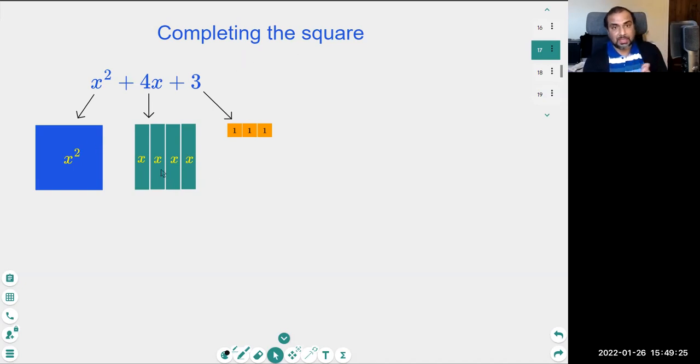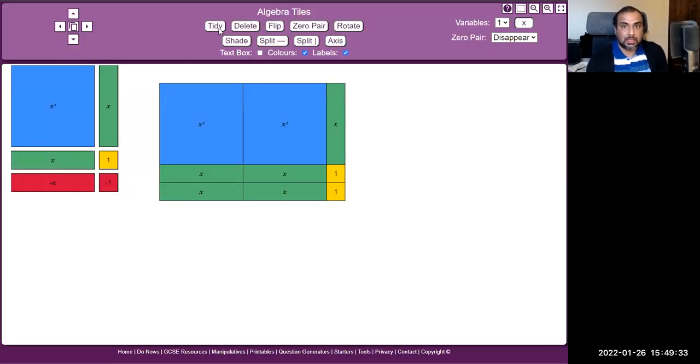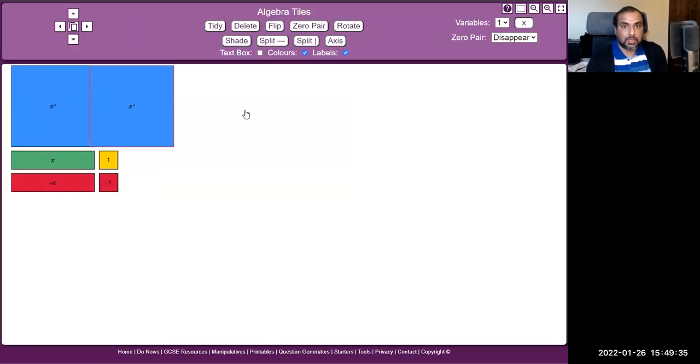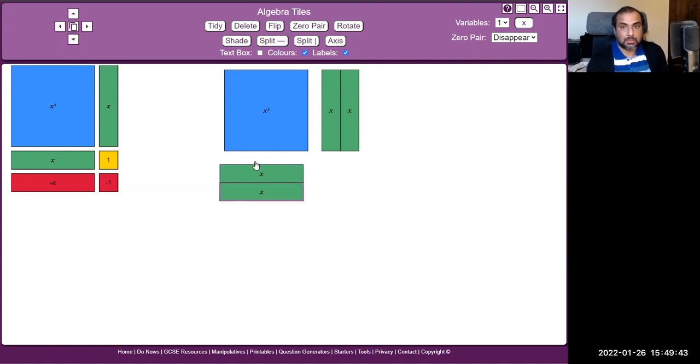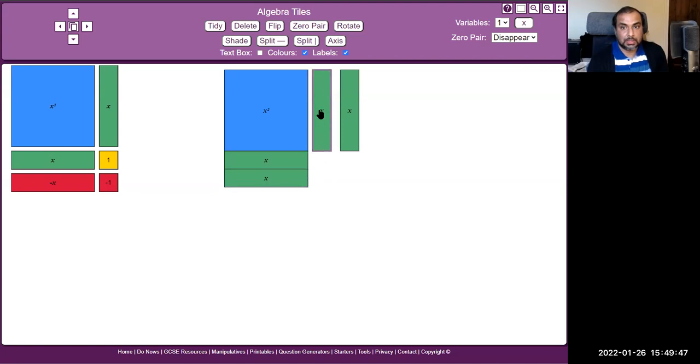In GCSE, you probably don't actually see any squares if you thought it'd be all in the abstract, but I'll show it to you here. X squared plus 4x plus 3. Again, tiny x squared plus 4x. So it's 1x, 2x. Put these together, so that's x squared plus 4x plus 3. So 3 means 1, 2, 3.